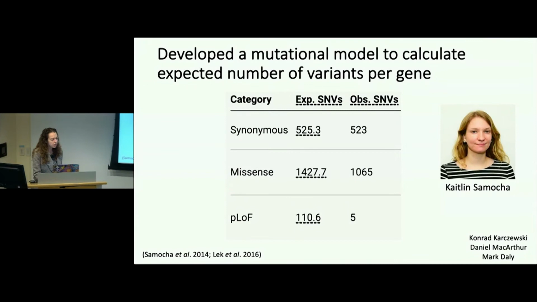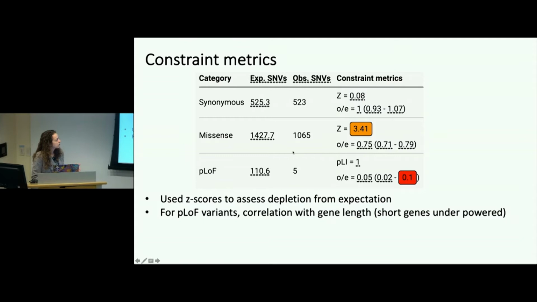This is work by Caitlin Samocha that was done several years ago, where she developed a mutational model to calculate how many of each type class of variant we should see in the gnomAD database. Then we take the expectation, see how many we observe, and are able to make tables for each gene. Then we've done a number of statistics on this. For missense variants, she just uses a Z-score, so how many standard deviations away it is from expectation. We tend to say a Z-score over 3.1 is significant, although if a Z-score is 2.9, I still think that shows some evidence of depletion. Things are still interesting, and so it's a pretty continuous metric.